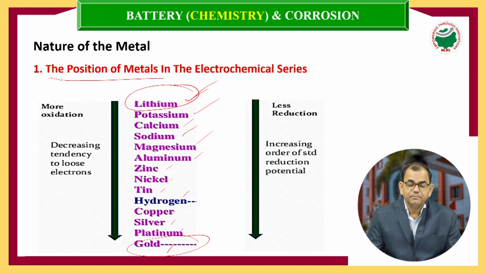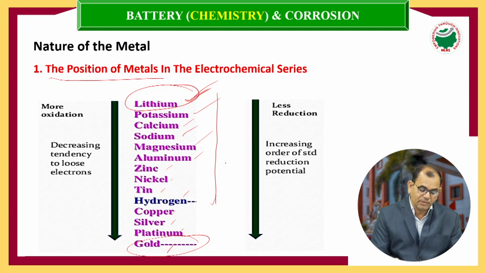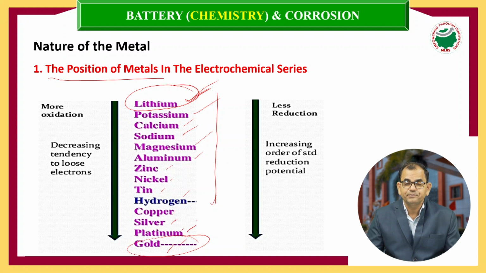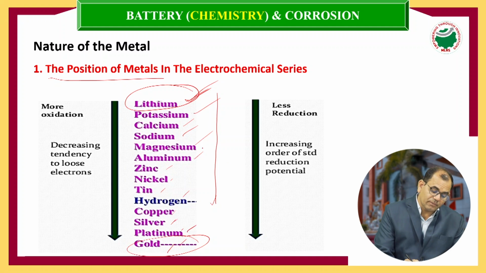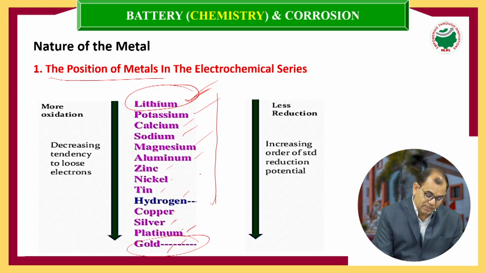Lithium's atomic number is 3, and 3 electrons are there: 1s2, 2s1. Since there is a valence electron, the oxidation is more in lithium metal. And when we go down from lithium to potassium, calcium, sodium, magnesium, aluminum, zinc, nickel, tin, copper, silver, platinum, gold, the corrosion rate is decreasing. Why? Because the oxidation rate is less.